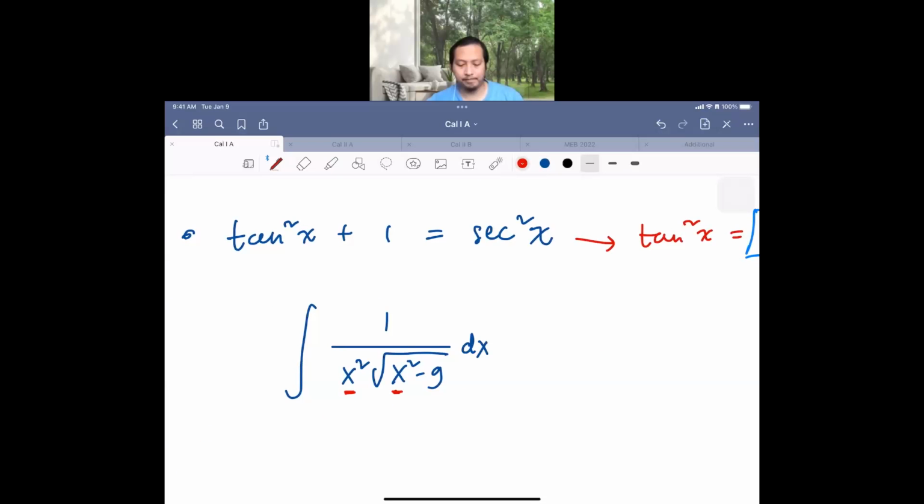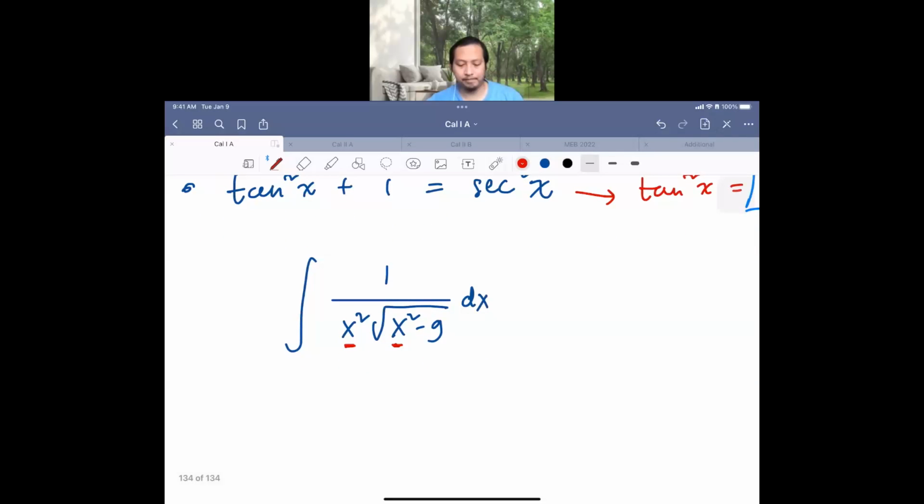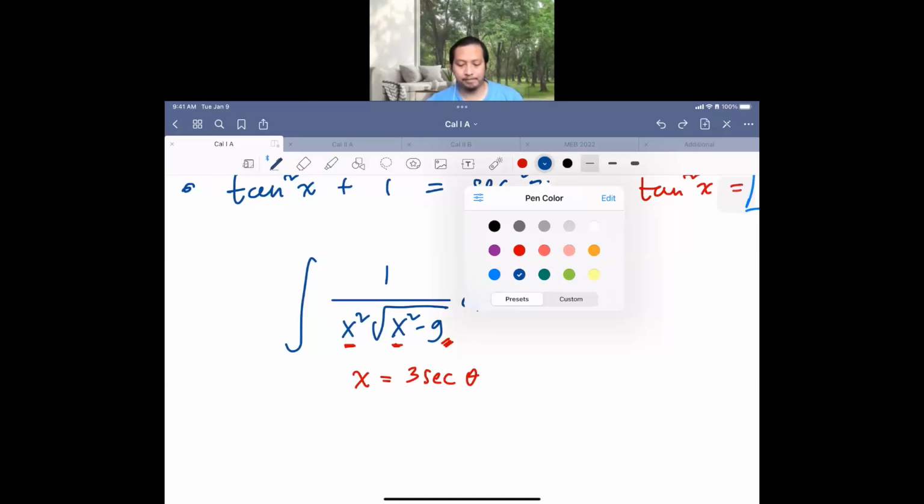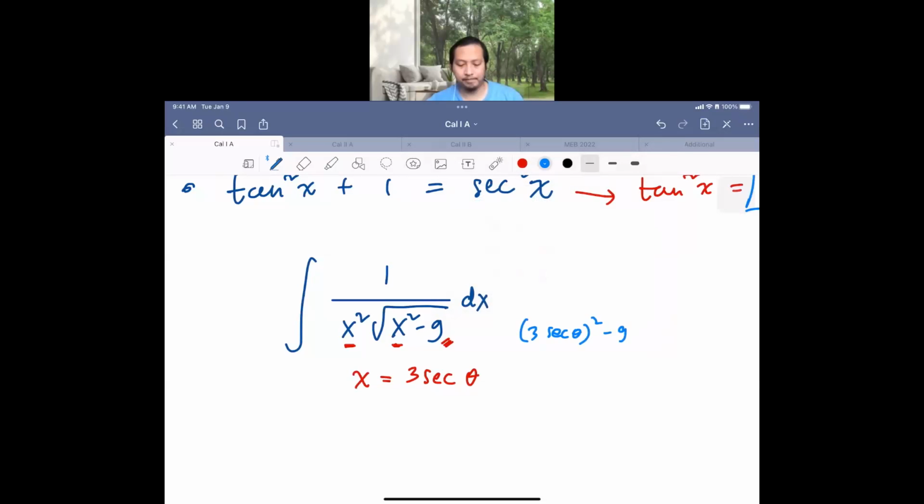Now, if we have this x squared minus 9, the idea is we need to exchange the x into a trigonometric function. Perhaps this will be secant theta, but we still have 9 here, so perhaps we need to take the square root of 9, and this becomes 3. So when we do 3 secant theta, and we square it and then subtract 9, we will have 9 secant squared theta minus 9.